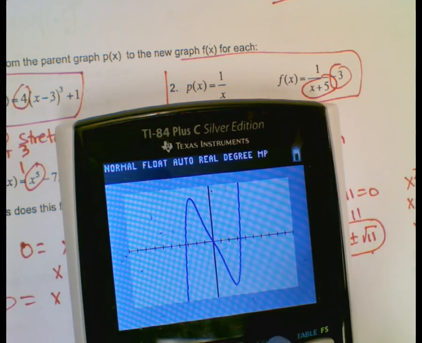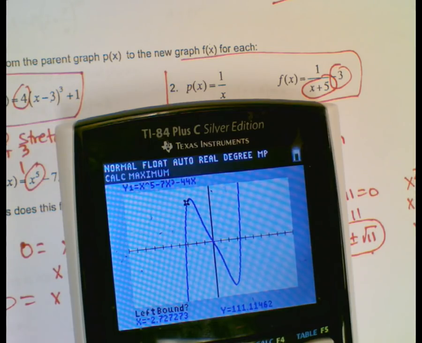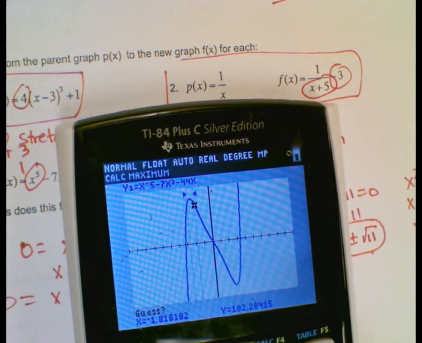So press trace, and we're going to move this over here to the max. Let's go a little to the left of it. So second trace, maximum is 4. See how it says left bound guess down here at the bottom? Press enter. Go to the right of it, press enter, and press enter.